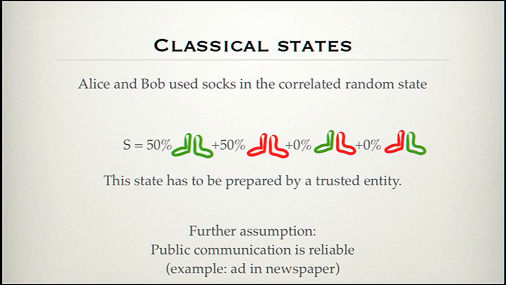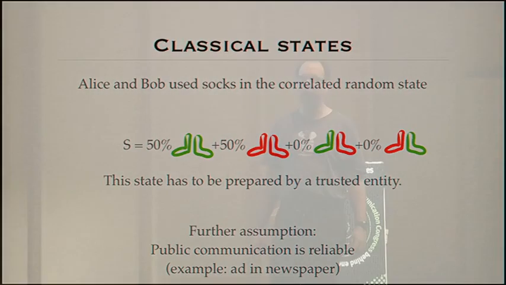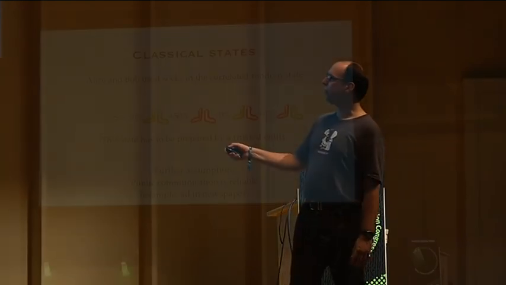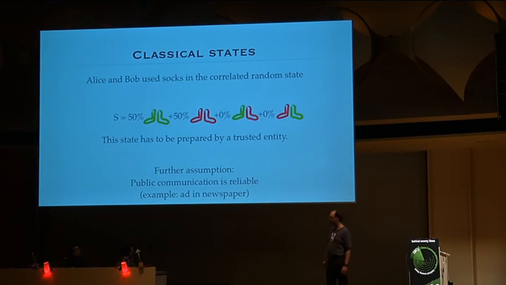That means in 50% of the probability, they pick two green socks. 50% of the probability, they pick two red socks. But with 0% of the probability, they pick one red and one green. Okay, so that is the essential thing. So it's random, so nothing is here 100%. And it's correlated, so the two colors of the socks are always the same.